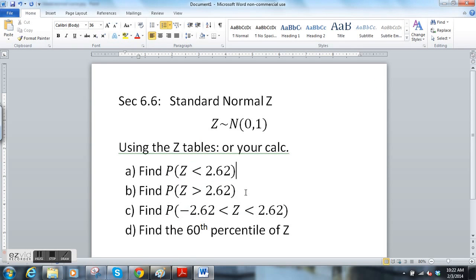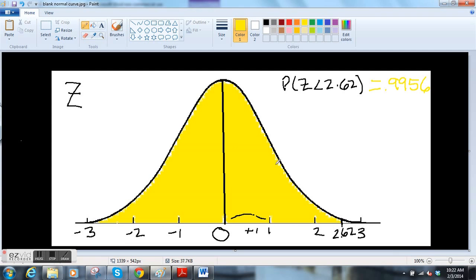Let's look at the next one. Find the probability that z is greater than 2.62. Sometimes you get these problems. You'll notice the only difference is the way the Pac-Man, the arrow, is facing. So now we want greater than 2.62. It's the other side, right? It's this side. Make my color black. I want that part right there. Probability that z is greater than 2.62.